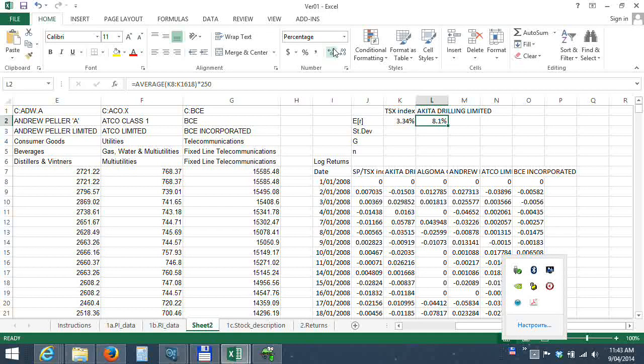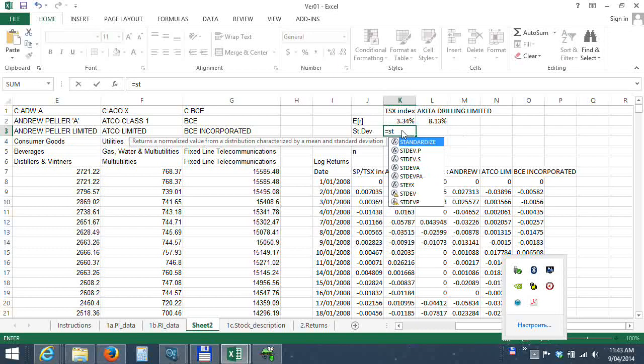You can see that over the period from 2008 to 2014, Akita Drilling did outperform the TSX index by approximately 5%. These are the average figures. Now we want to find out whether the risk of a single stock or a single investment in Akita Drilling was higher than investing in the TSX Composite Index. So we want to investigate what is the standard deviation of these two securities.